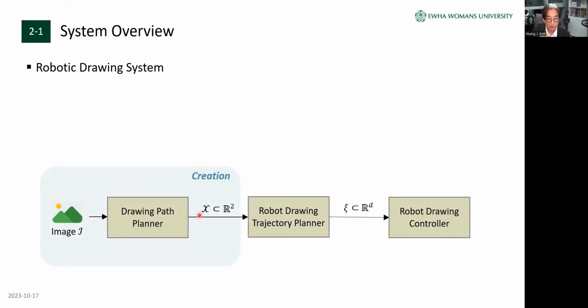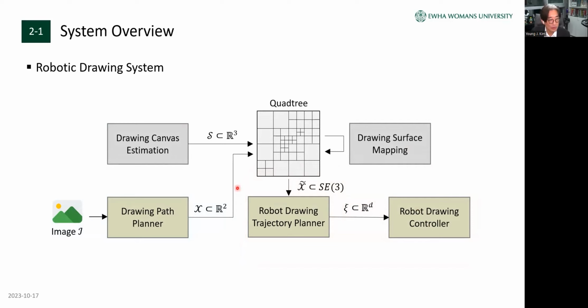Then this drawing path planner will create the drawing sequences. And then the robot actually takes over this drawing motion to actually draw on the surface. Which requires a trajectory planner, which finds the joint configuration of the robot to actually realize that motion. And then we also need to take care of the uncertainties in the environment from the controller.